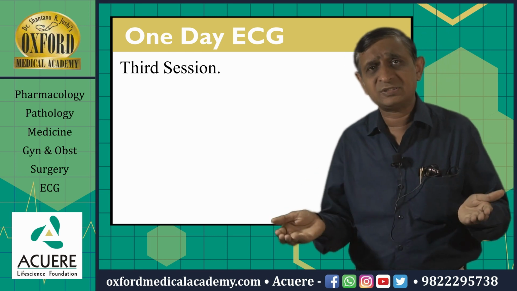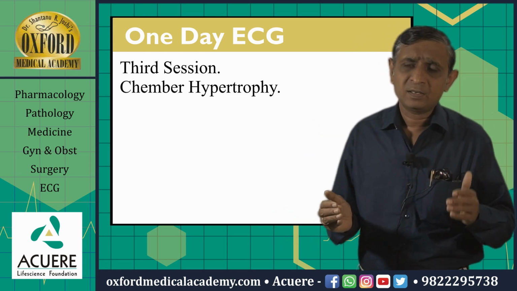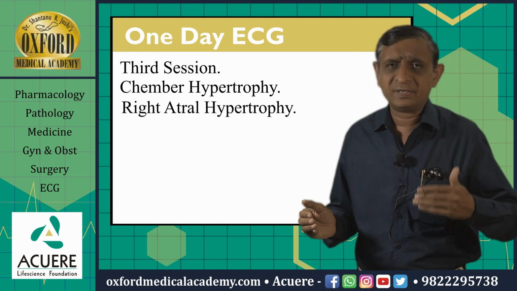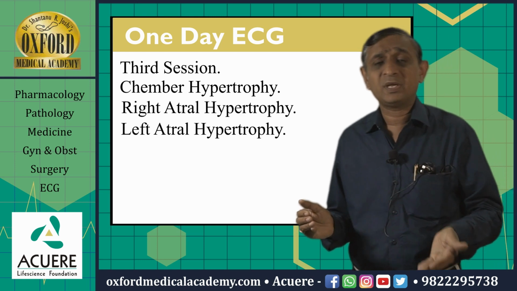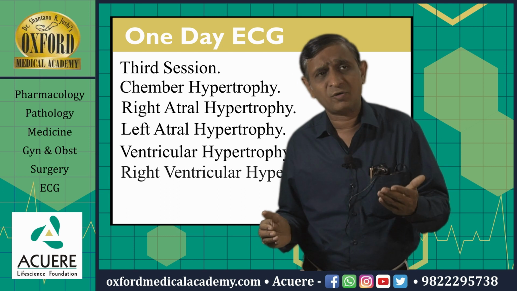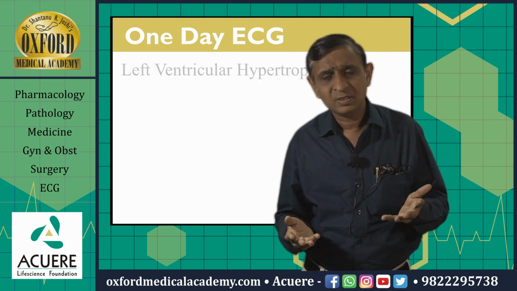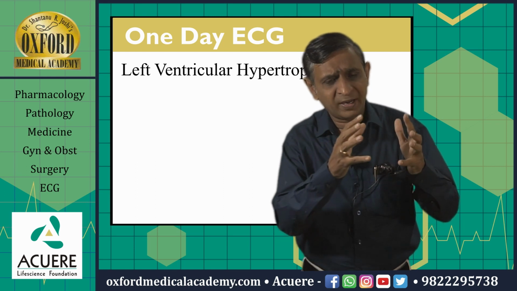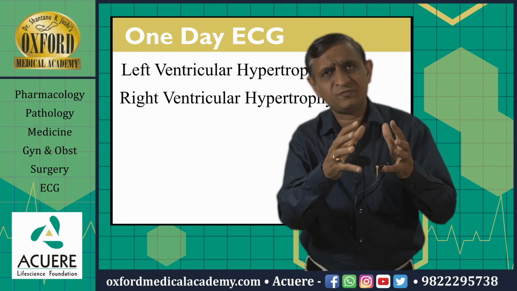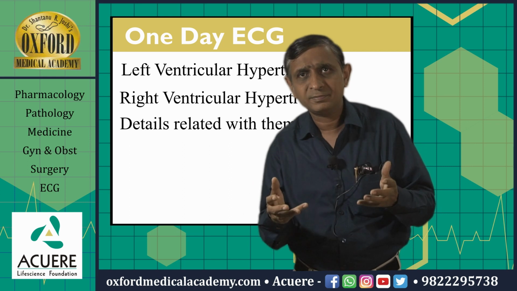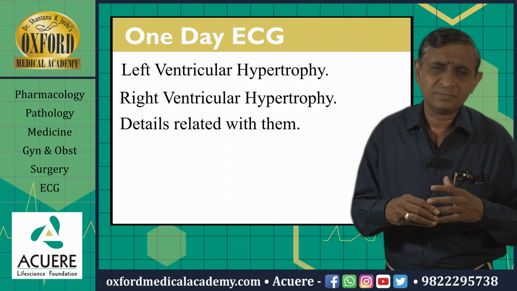The third session starts with the chamber hypertrophies: the right atrial hypertrophy, the left atrial hypertrophy. Then the ventricular hypertrophies, right ventricular hypertrophy and left ventricular hypertrophy. Naturally, there are clinical implications: in which disease you will find left ventricular hypertrophy, in which disease you will find right ventricular hypertrophy commonly. And then the details of them.